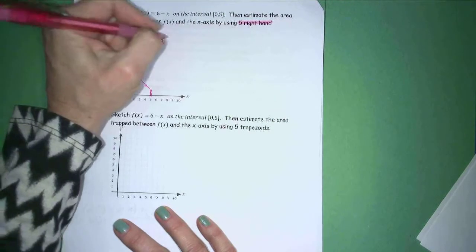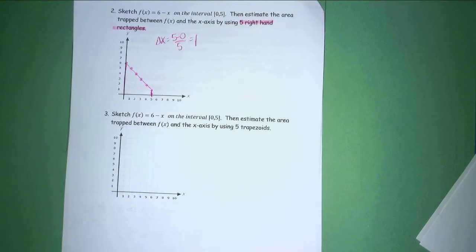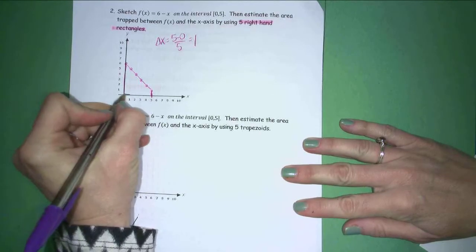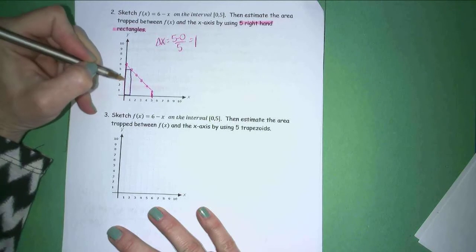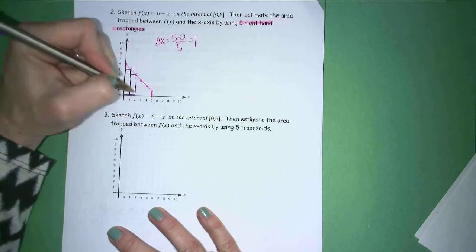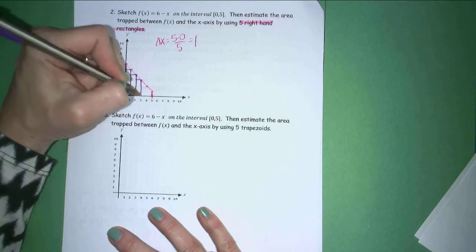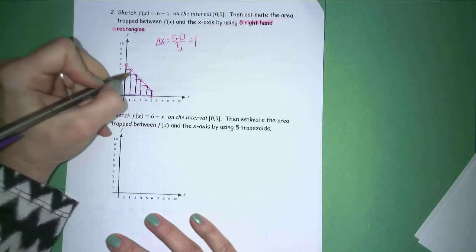We know our delta x is 5 minus 0 over 5, or 1 again, and so we're going to draw 5 right-hand rectangles. So here we go. First rectangle from 0 to 1, we'll evaluate f of 1, come across and down. So we're underestimating here. From 1 to 2, we're coming up across, 2 to 3, 3 to 4, 4 to 5. Okay, so here are my areas.